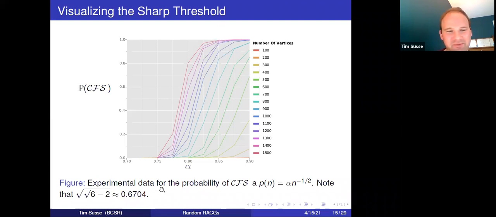And so if you want to compare to the result before, our threshold occurs at the square root of 6 minus 2. That's about 0.6704. You notice that it's not quite on the graph yet. But you might notice that as the number of vertices goes up, our lines are getting steeper, where the change is happening faster, and they're also moving back a little bit. When we saw this graph, this suggested to us that yes, there was a sharp threshold, and it was somewhere around 0.7 or so.